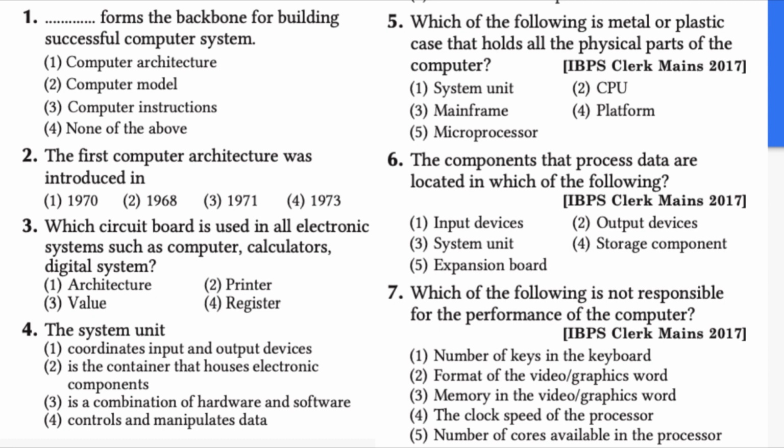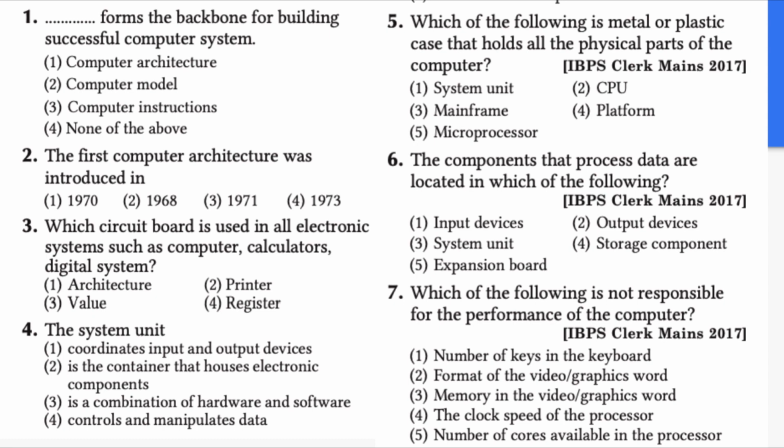The system unit is the main chassis or case of a computer that contains the central processing unit, CPU, motherboard, memory, and other essential internal components. The CPU, which is the primary component responsible for processing data, is housed within the system unit. Question 7. Which of the following is not responsible for the performance of the computer?